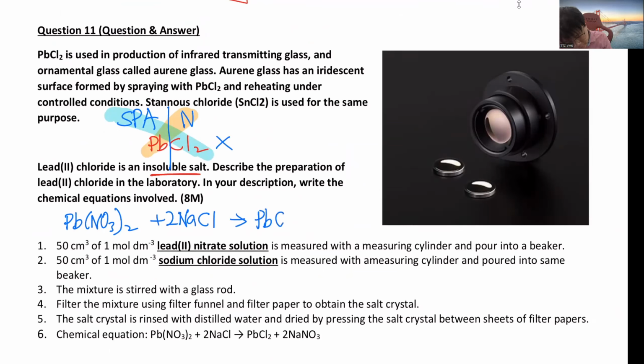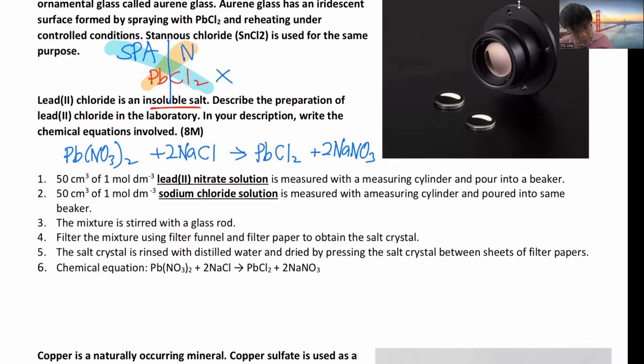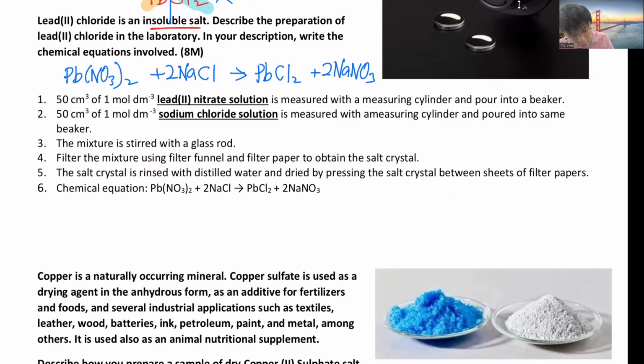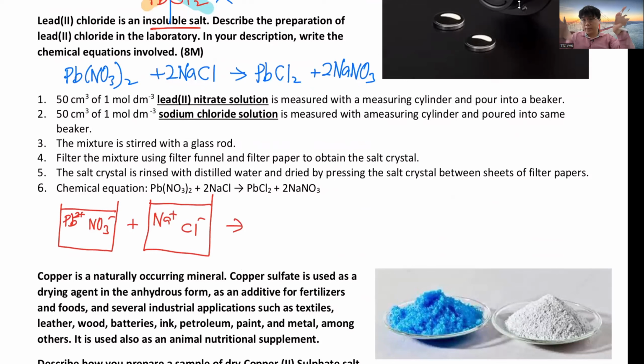Then it becomes PbCl2 plus 2 NaNO3. Okay, so after that, how do you write the steps? It's very simple. First, step number 1, pour in 50 cm cube of 1 mole per dm cube of lead-2 nitrate solution. Step number 2, measure the 50 cm cube of sodium chloride solution and pour into a beaker. So mix them together. After you mix them together, they will start to form the insoluble salt.